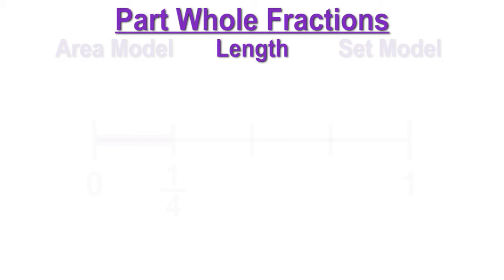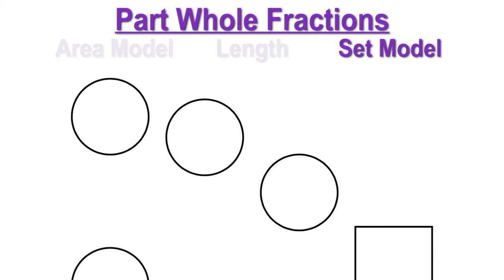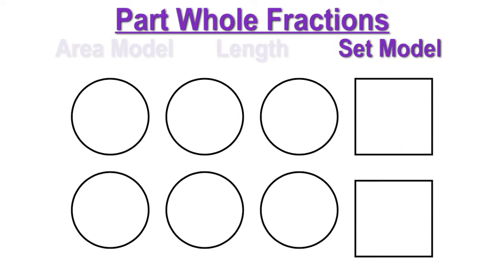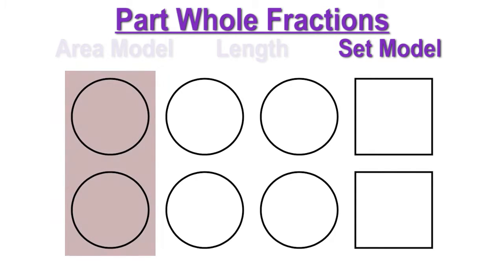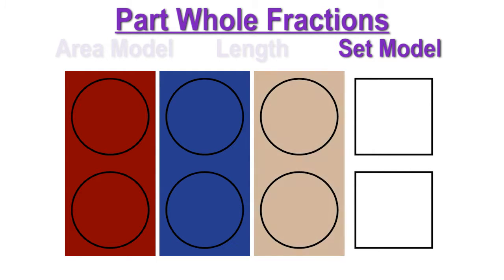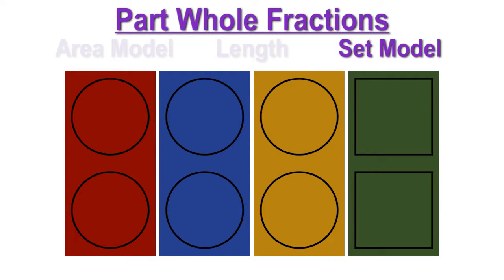Our last model for part whole will be the set model. This model isn't introduced until 4th grade. We will show a certain amount of objects. For instance, if I had 6 circles and 2 squares, then we will divide the quantity into equal parts. For 4 equal parts, 2 objects would be grouped together. I would consider 1/4 of the objects are squares.